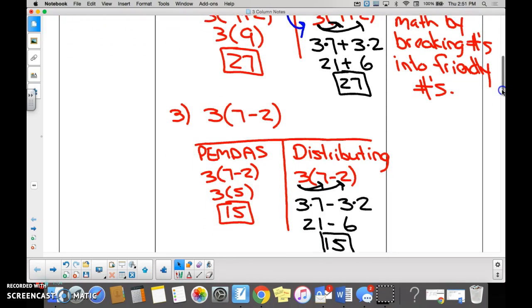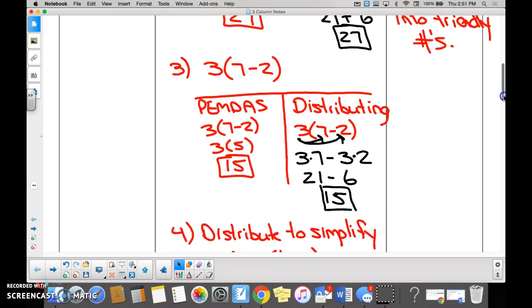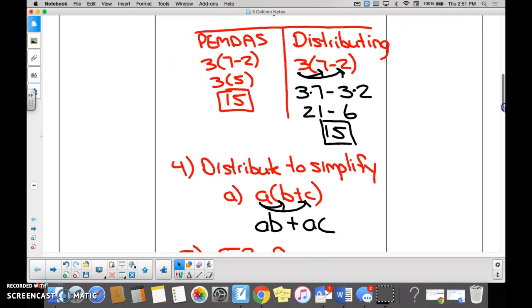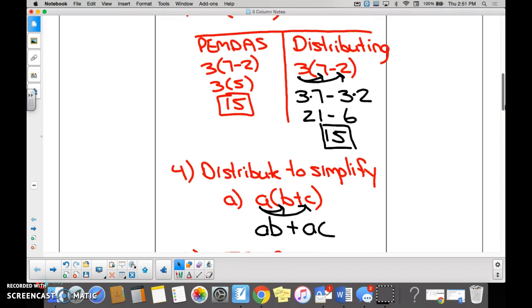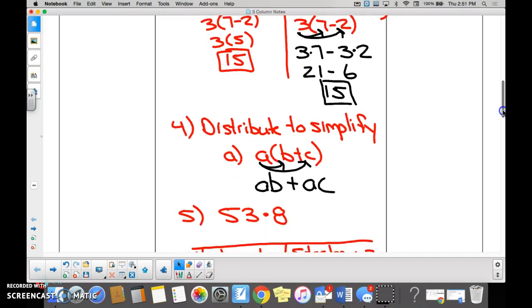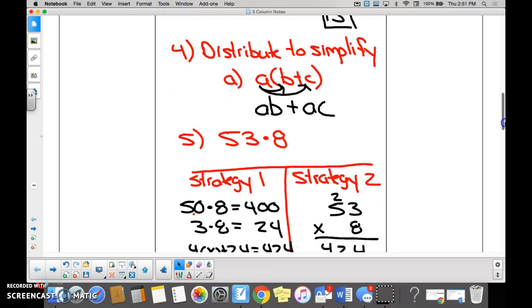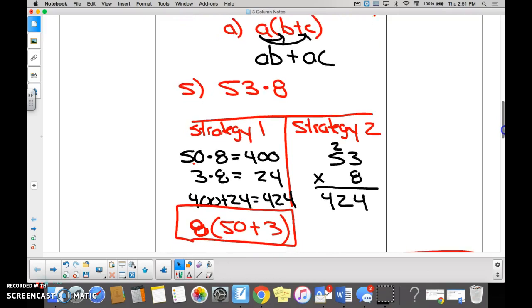Number 3. Same thing except for we're subtracting. Just showing the same thing we showed in number 2, but with subtraction. Distribute to simplify. Does everybody understand why A times B plus C is AB plus AC? Yes. Do you like my arrows? Yes. Good, you better.